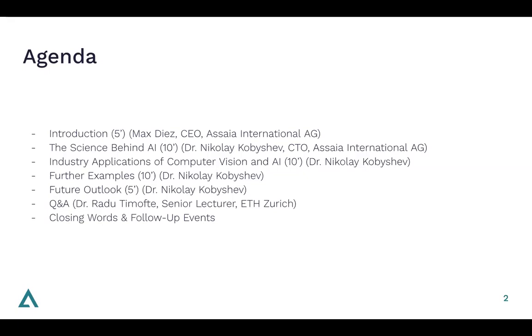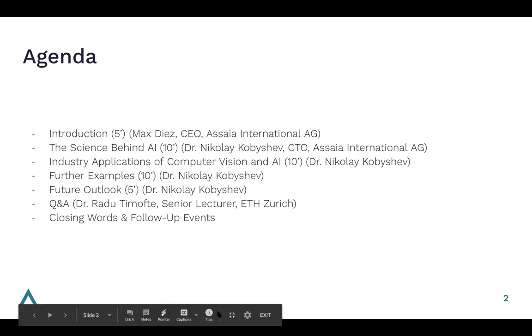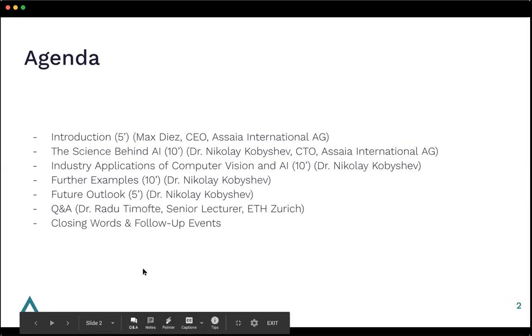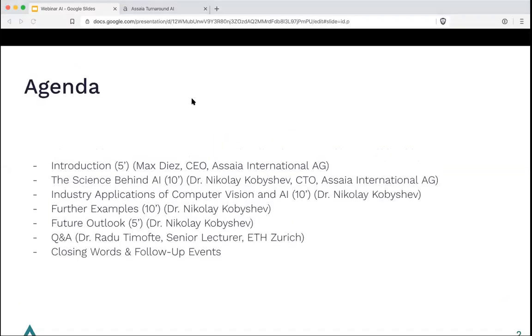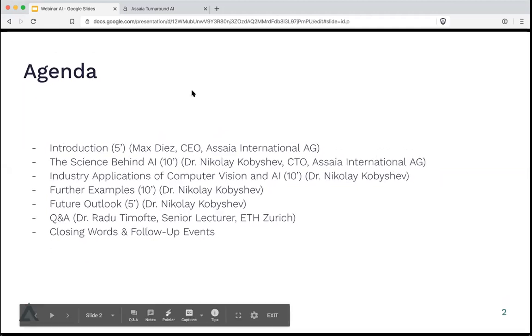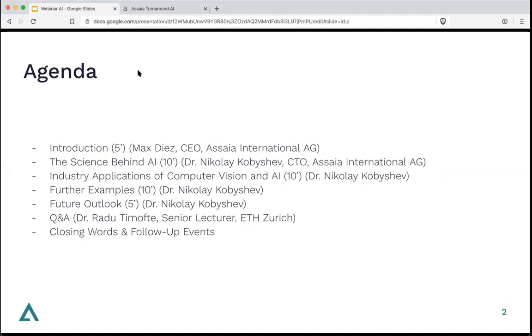There is a question functionality at Zoom. It's called question and answers. So basically over there, you can already, during the presentation, post questions that we will then answer at the end of the presentation. So in between, we will not directly answer any questions, but at the end, we will come back to you. All right, and with this, I'm happy to hand over to Max.